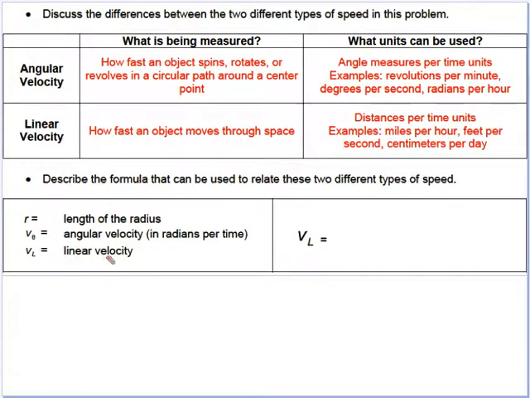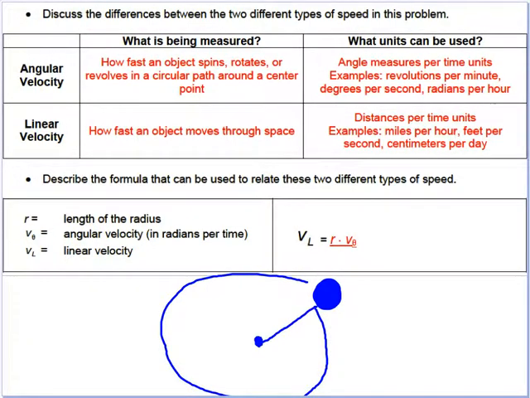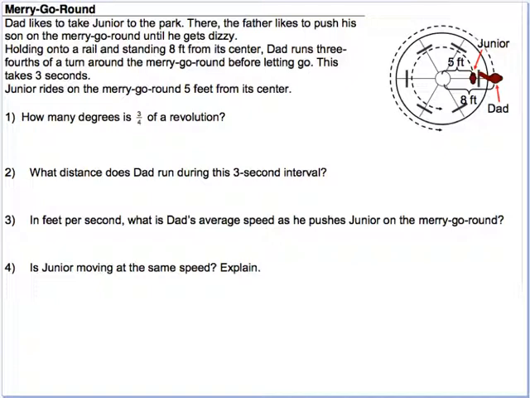For linear velocity, you multiply your angular velocity times the radius. Something is still going around in a circle. Maybe you have a ball attached to a string, and somebody is right here spinning that ball around. Linear velocity tells you how fast that ball is moving as it rotates. Angular velocity is how fast the person in the center is spinning.